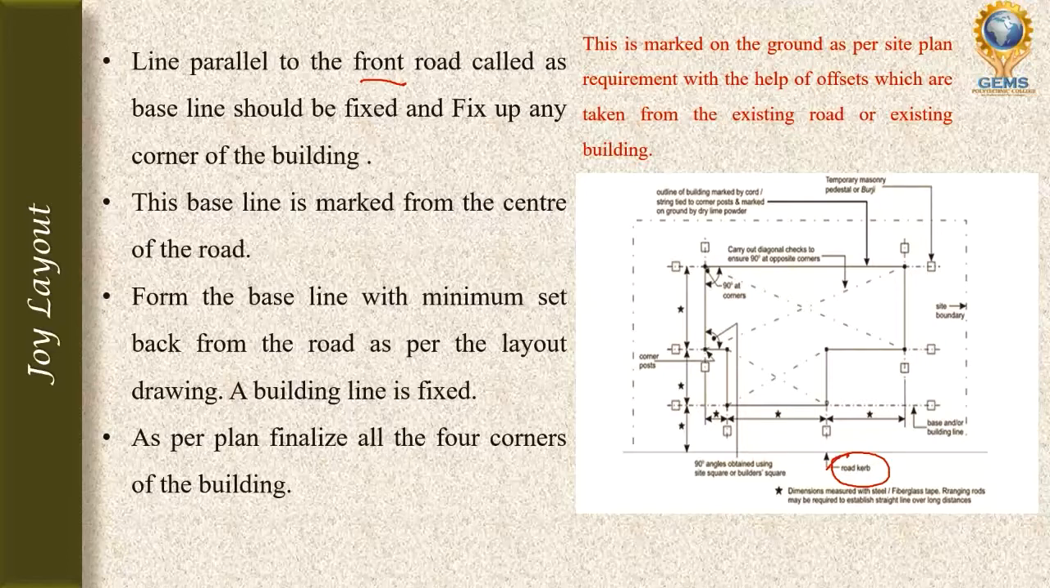So this is the baseline, with the minimum setback from the road. As per the layout drawing, a building line will be fixed. So from the baseline with the minimum setback distance from the road, we will fix the building line. In most cases, our baseline and the building line will be common.